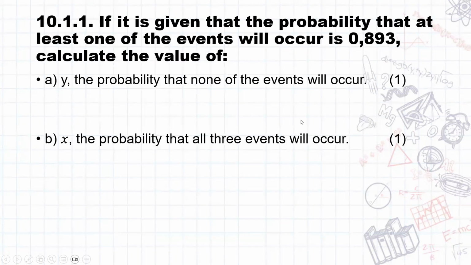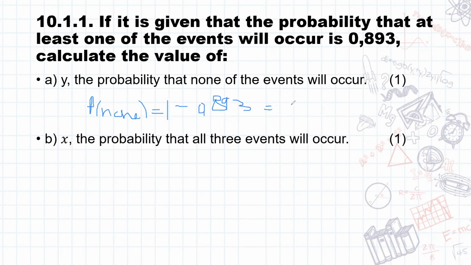All right, so 10.1.1 says, if it is given that the probability that at least one of the events will occur is 0.893, calculate the value of y, the probability that none of the events will occur. We can see from the mark here that it's quite a simple question. When we want the probability that none will occur, we mean the probability of everything, which is 1, minus the probability of what we know will occur, which is 0.893. And so we get that the probability that none of those events will occur is 0.107.